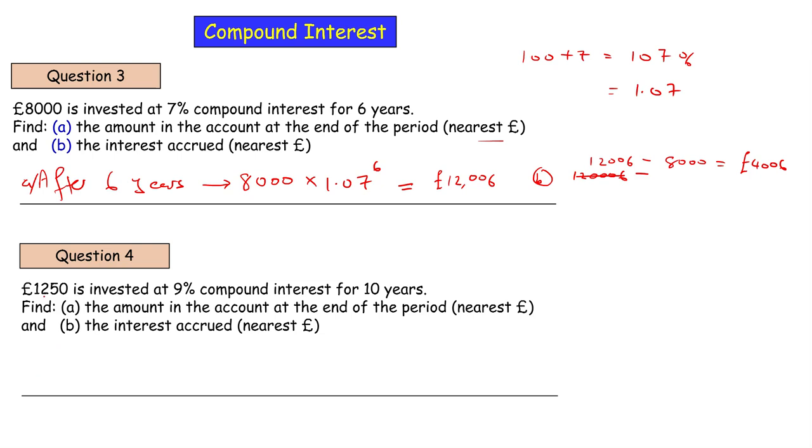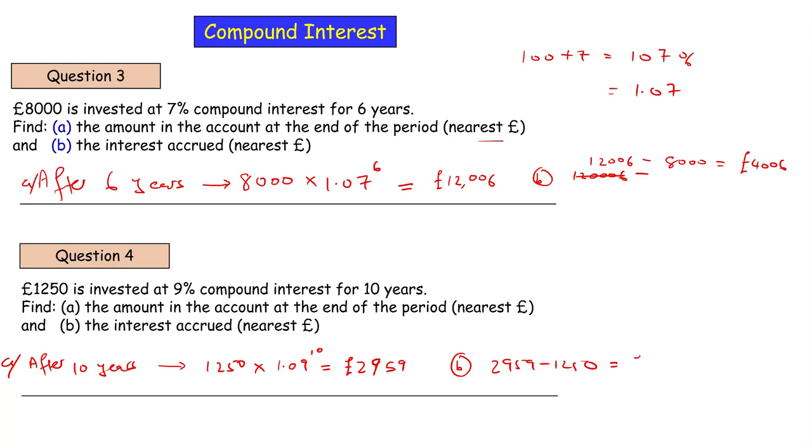And for question 4, you've got 1,250 at 9% for 10 years. So after 10 years, you will have 1,250 times, it's 9%, so 1.09 as a decimal, over 10 years, to the power of 10. This is part A, and that should give us 2,959. You should have that, 2,959 pounds. And for part B, you need to take that 1,250 away from 2,959, and that will give us 1,709 pounds.